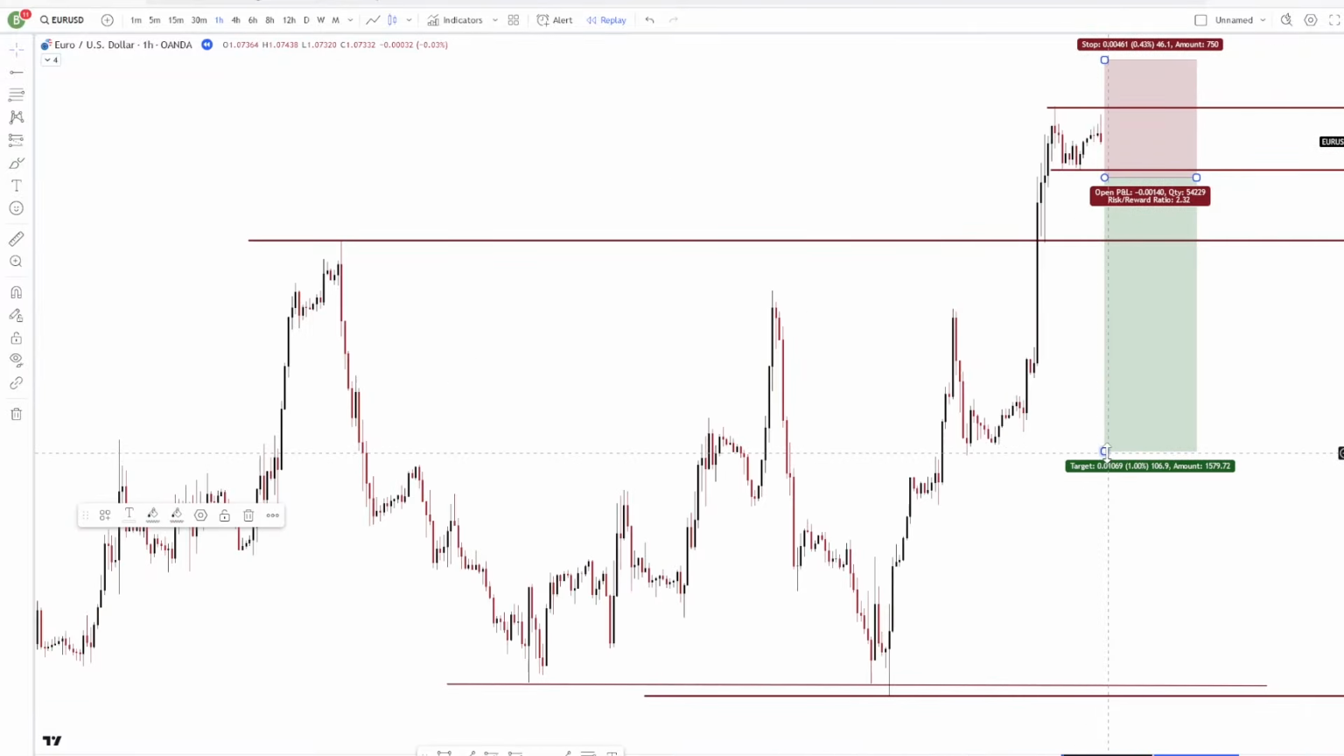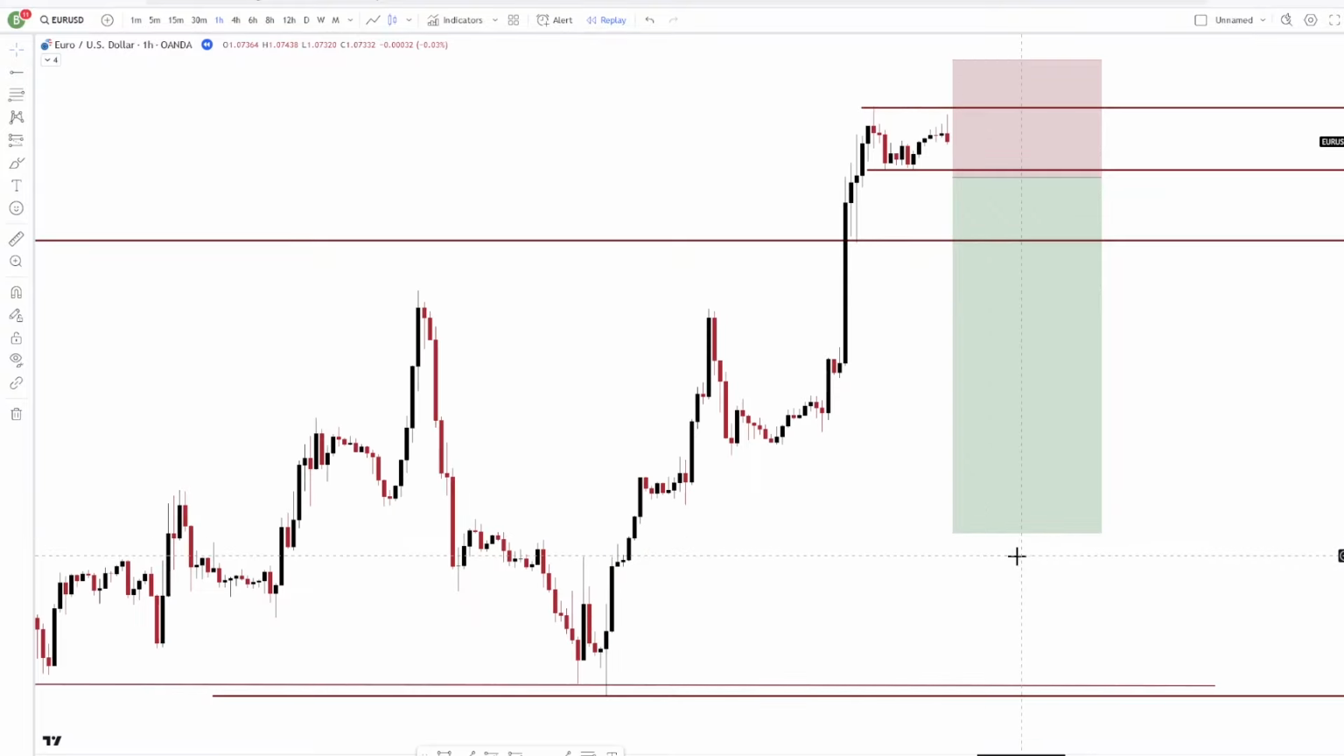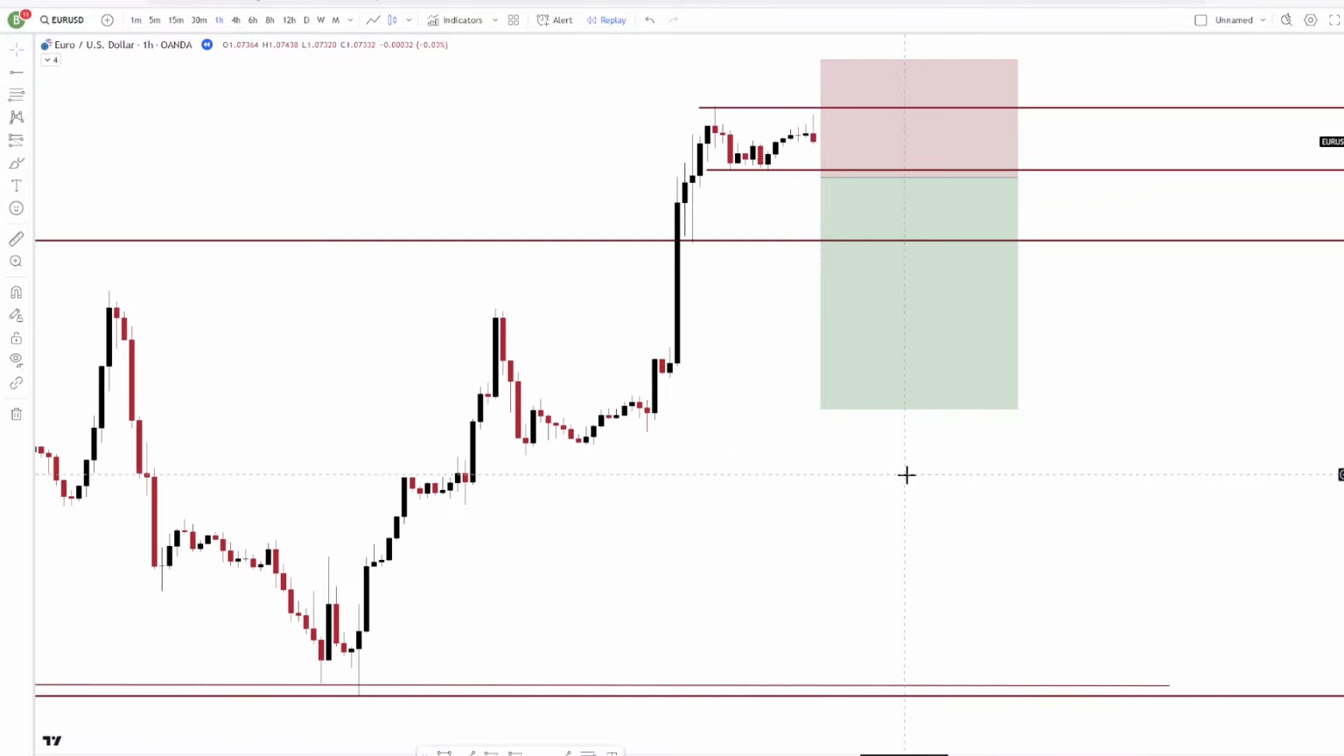So this is why we don't target all the way to the extreme level. Now it could happen, but a lot of times it doesn't happen. And this is where the probabilities come in. You would rather trade something that is more than likely to go in your favor than be optimistic and try and be greedy and take the entire trade.